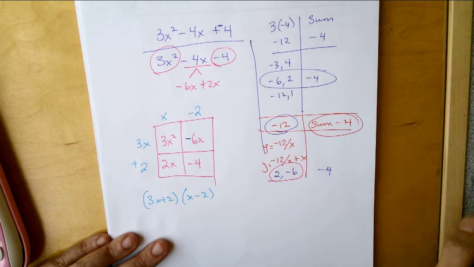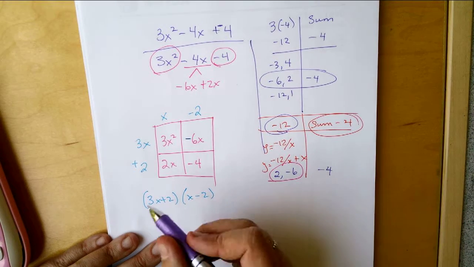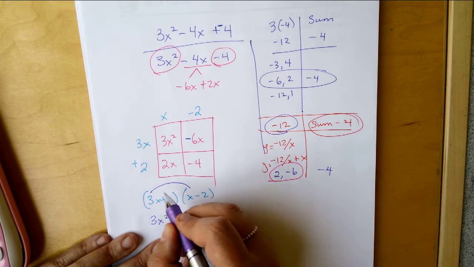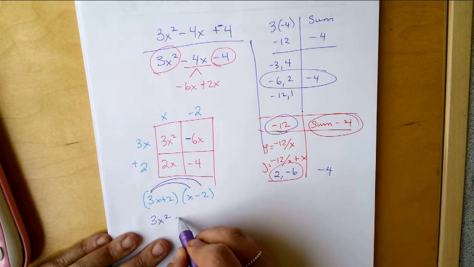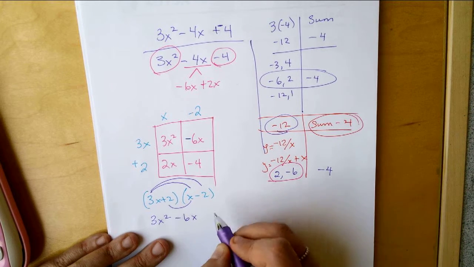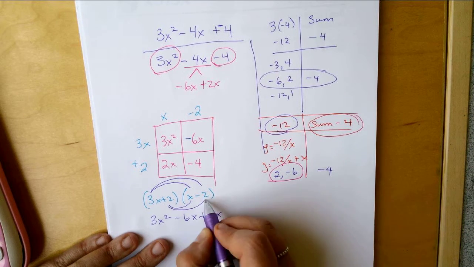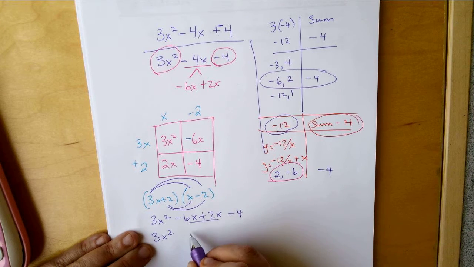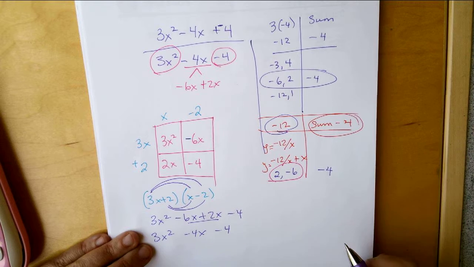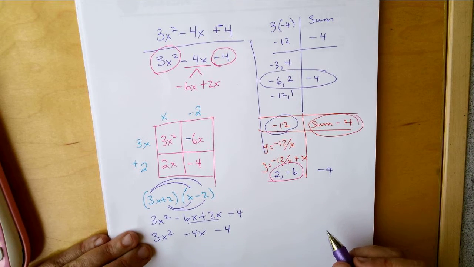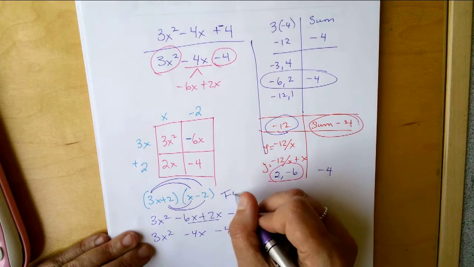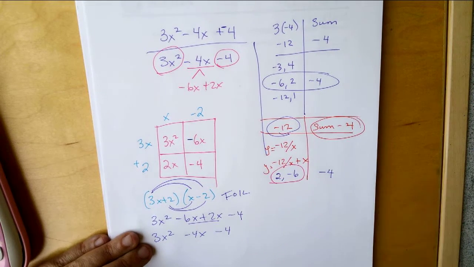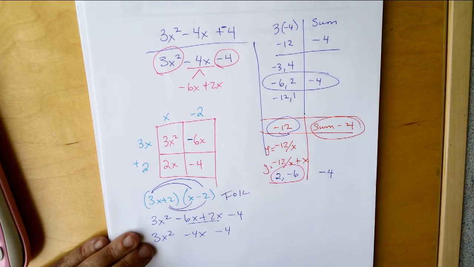And if I FOIL that out, if I want to check to see if that really works, I go 3x times x, that's 3x squared. 3x times negative 2, that's negative 6x. Here's my positive 2x. And last is negative 4. So I have 3x squared minus 4x minus 4. If I simplify, and the only reason why I'm checking this by FOIL is so that I can see that I did get the same answer I got back.